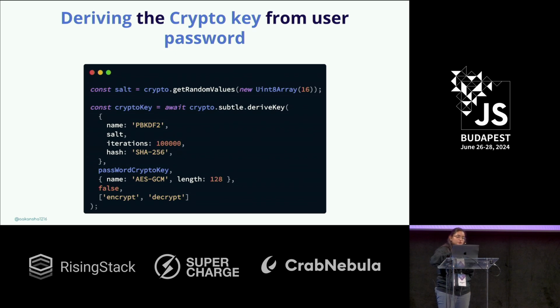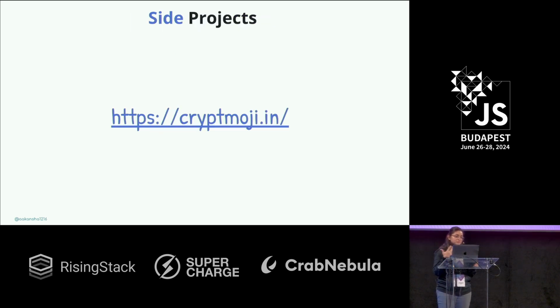And then we add some salt, similar to IV, and pass it to the deriveKey algorithm, where we mention how many iterations we want, what is the name of the algorithm, and for which algorithm you are going to derive this crypto key, which is AES-GCM. We are going to use it for encryption and decryption. Once this is done, you have the crypto key. Now this is going to help you add the password protection layer.